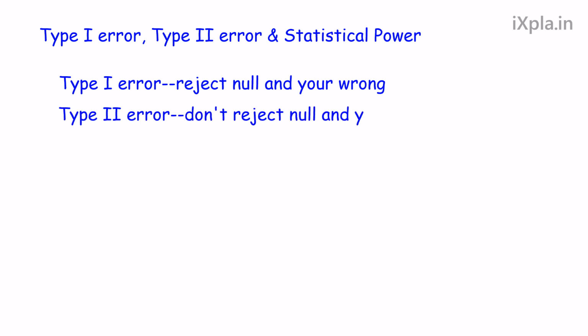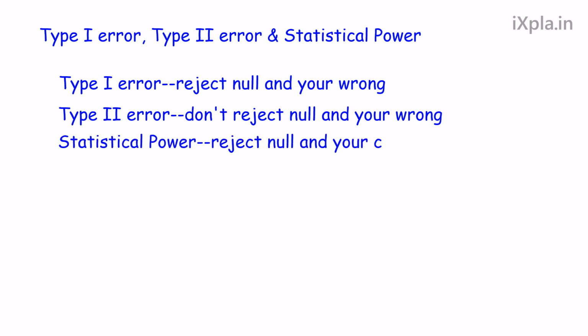Type 2 error is when you don't reject the null and you're wrong. Again, error is in the title, so you should know that you're doing something wrong when a type 2 error happens. The last term, statistical power, is when you reject the null and you're correct.